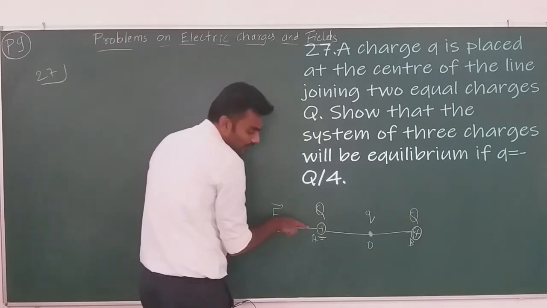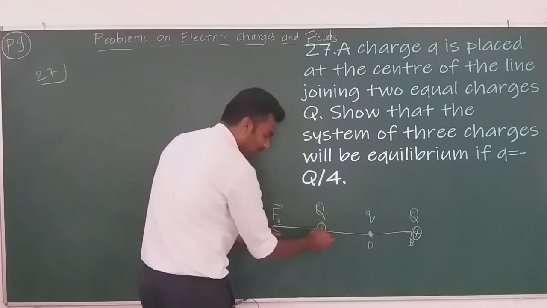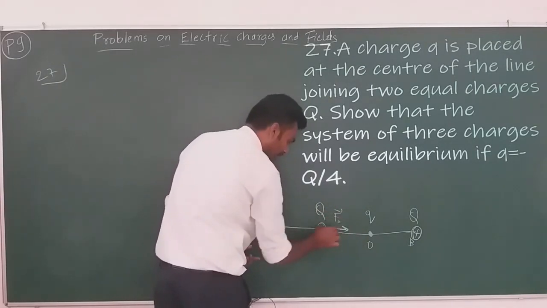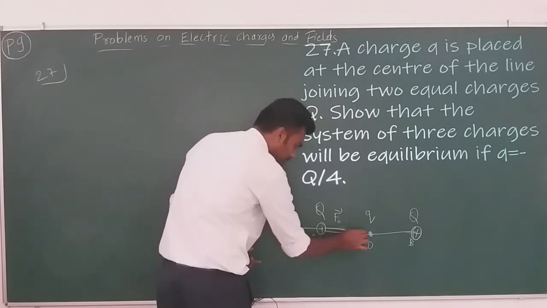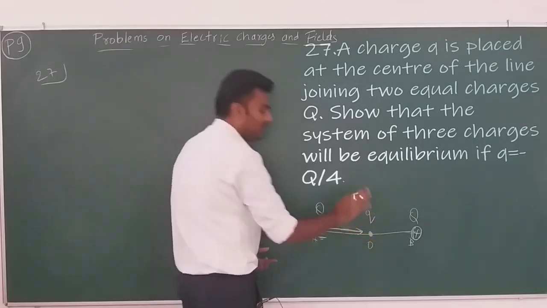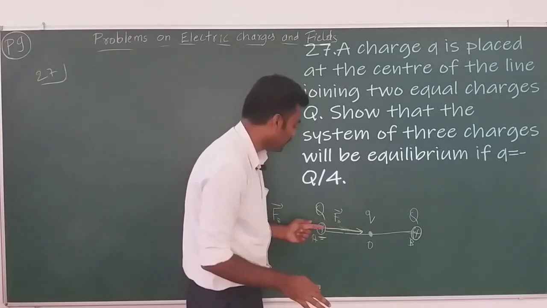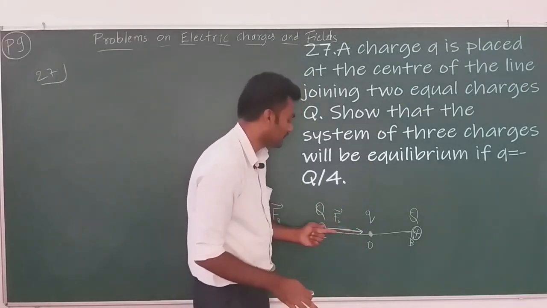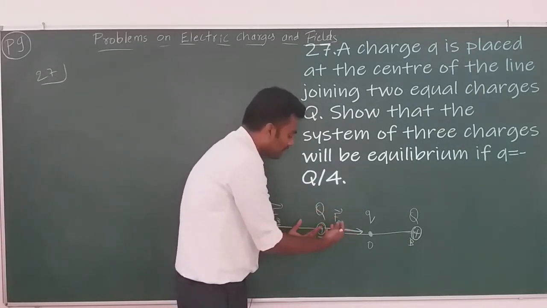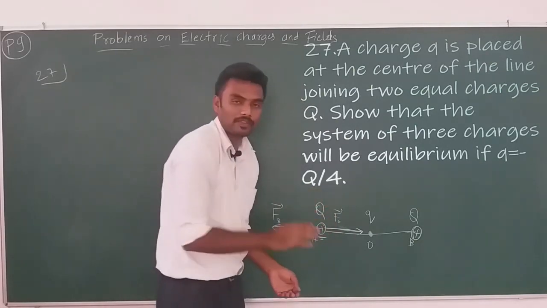So, how should FO be? FO should be like this, so that they balance each other. If you want FO to be in this direction, then the charge kept at O must be a negative one. Is that clear? The charge kept at O must be negative, then only FO will be in this direction. FB will be in the opposite direction, and hence they can cancel each other, and the net force on this positive charge becomes 0.